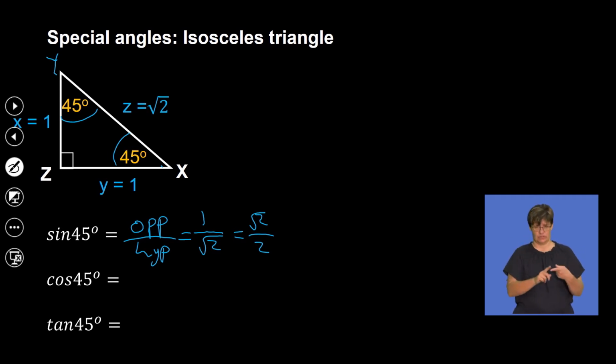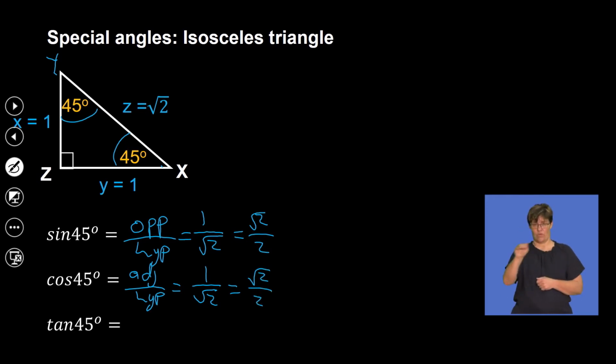With cos, remember cos is adjacent over the hypotenuse side. So this will be the adjacent of either of the 45 degrees, which is 1, over the hypotenuse, which is also root of 2, which then gives me root of 2 over 2 if you rationalize it.